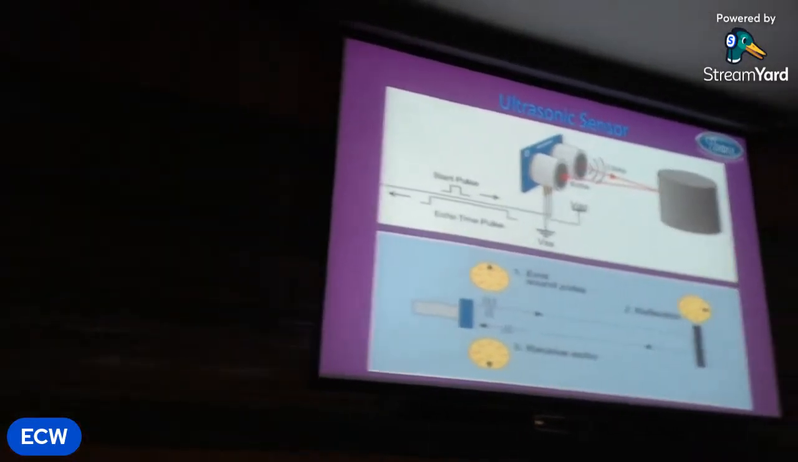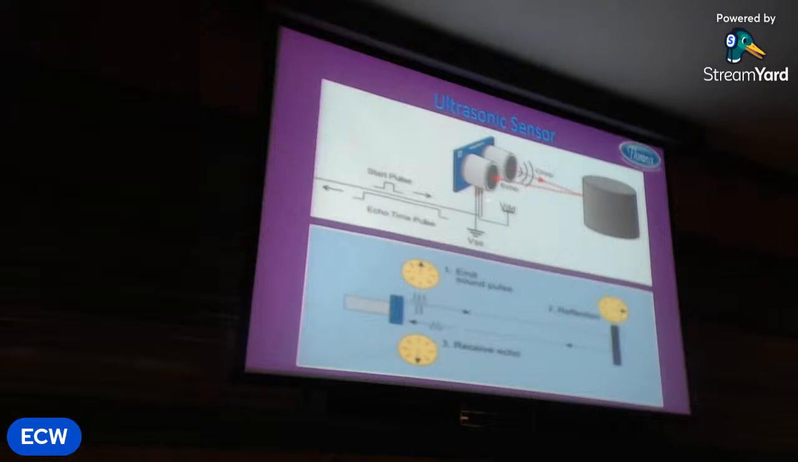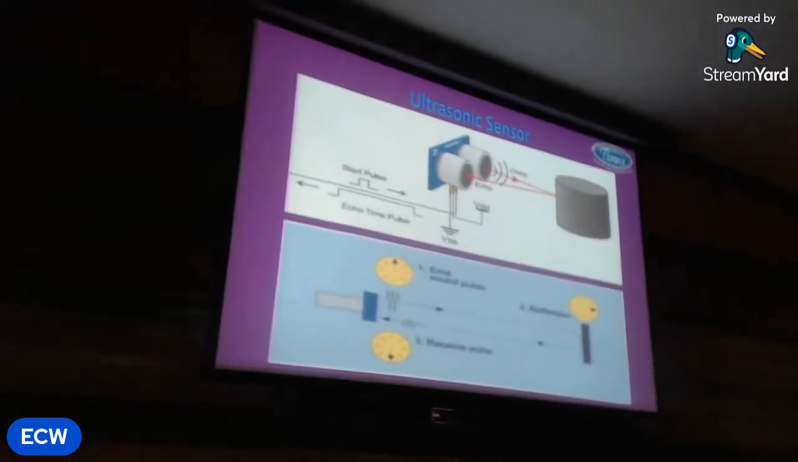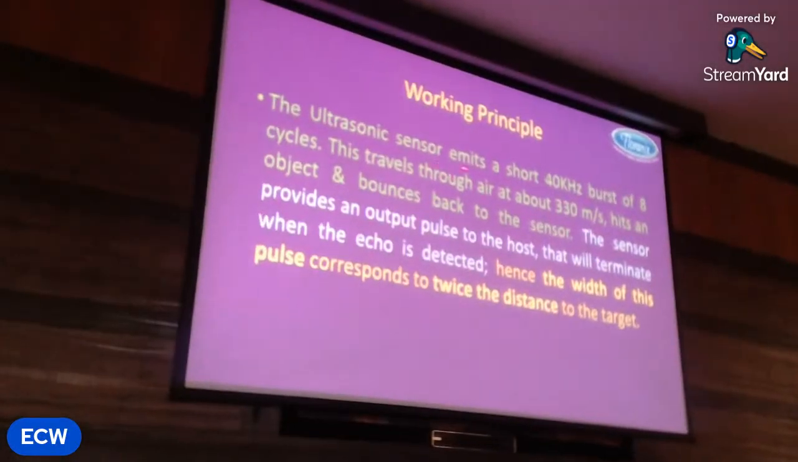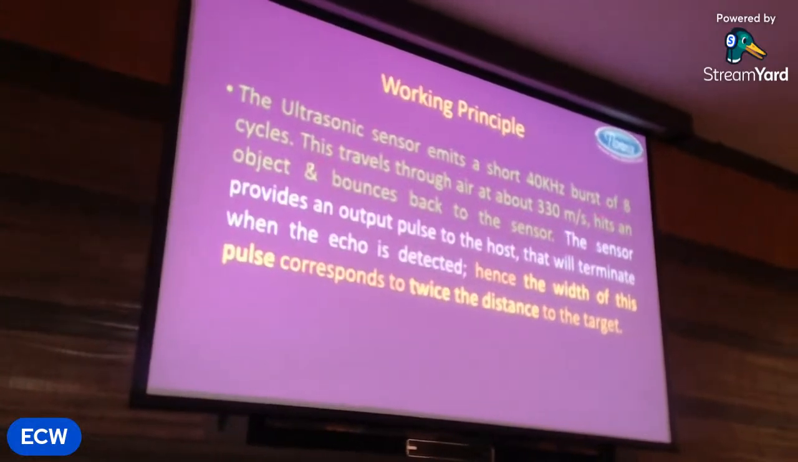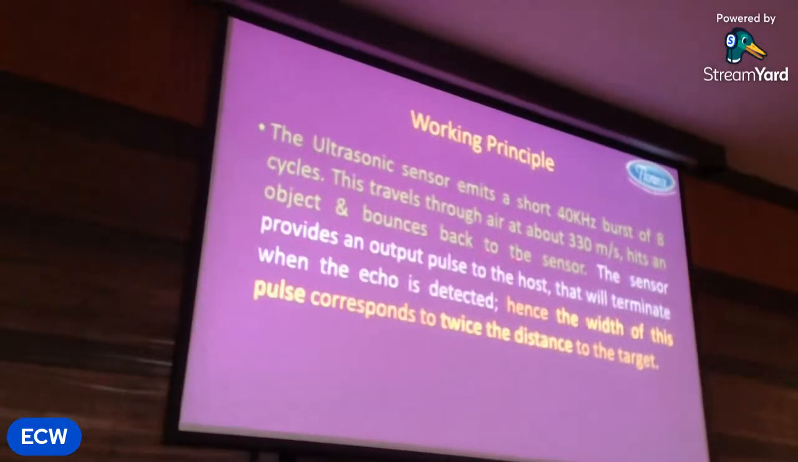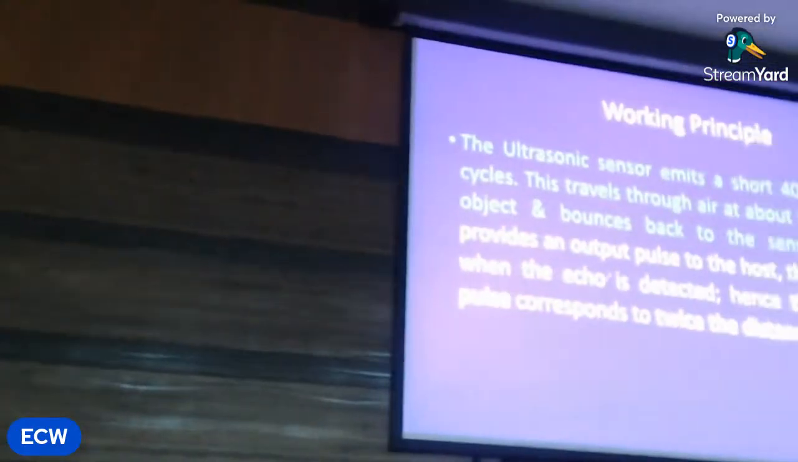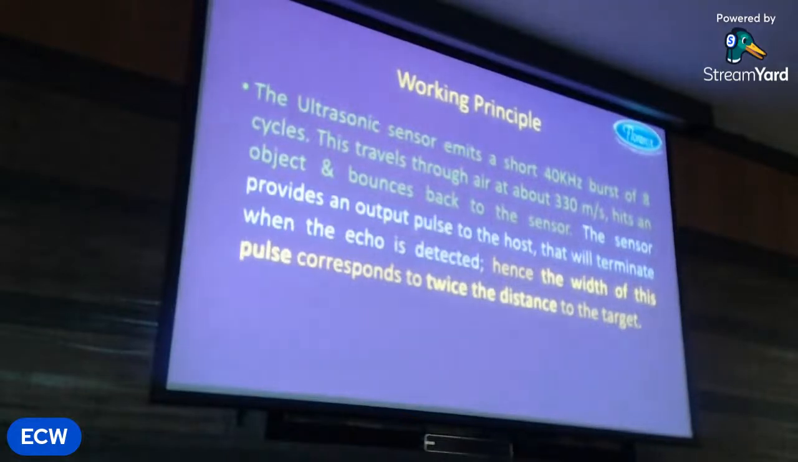So now we know that the gating pulse is high when the sound waves travel a distance of 2s in a time of 2t, during which time the count in the clock is going to be n, so n milliseconds. All these things are now calculated in the next slide. The ultrasonic sensor emits a short 40 kilohertz burst, 8 cycles. This travels through air at 330 meters per second, hits an object, and bounces back to the sensor. The sensor provides an output pulse to the host that will terminate when the echo is detected. Hence, the width of this pulse corresponds to twice the distance to the target.